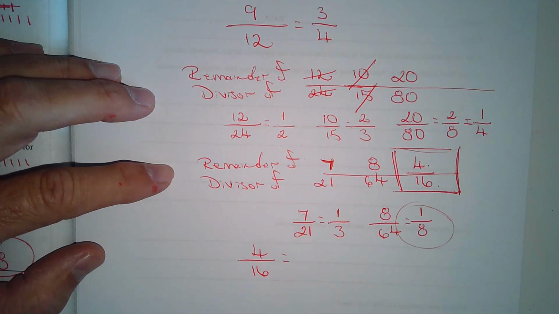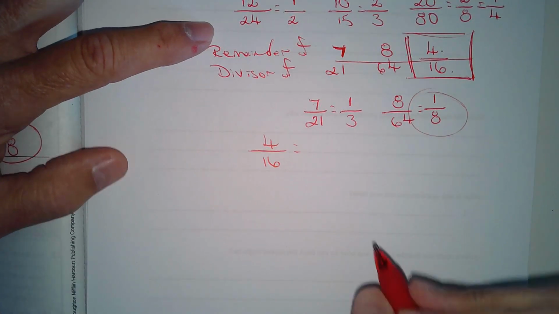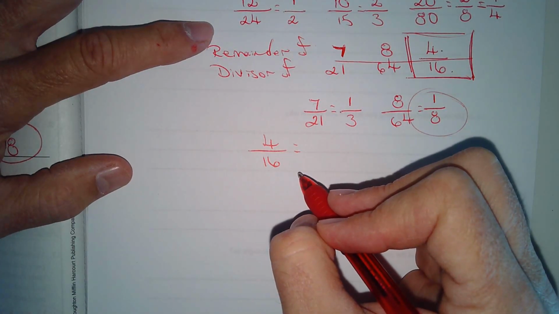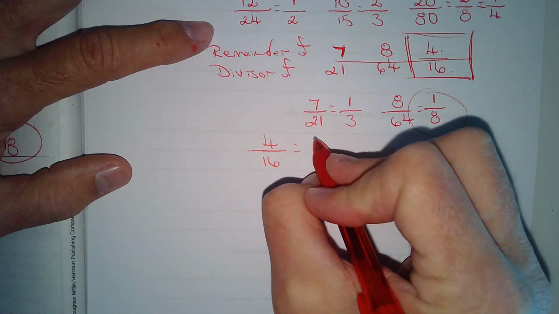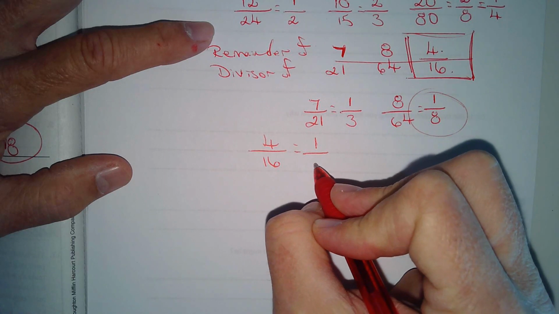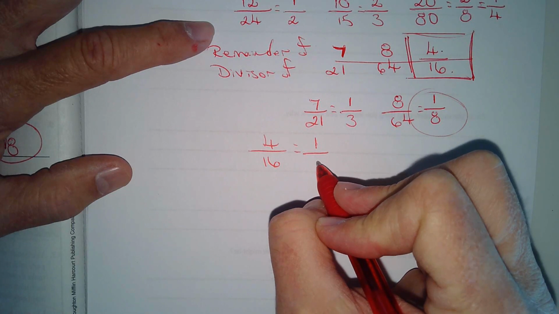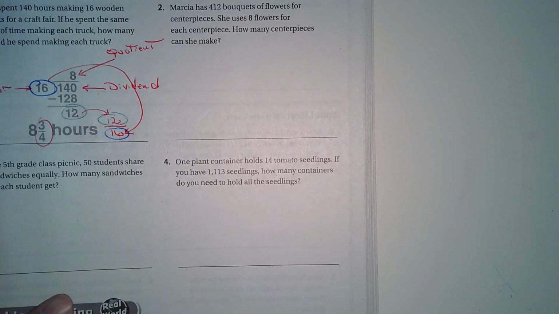Okay, can I reduce that? What number will go into 4 and what number will go into 16? 4 goes into 4 how many times? 4 goes into 16 how many times? Yep, reduces down to 1/4. Okay. All right. So let's look at number 2 here.